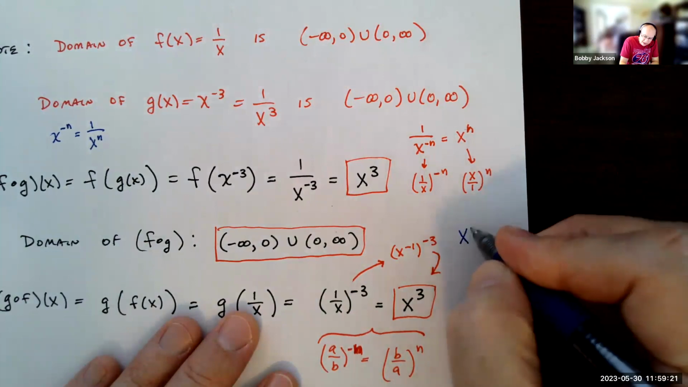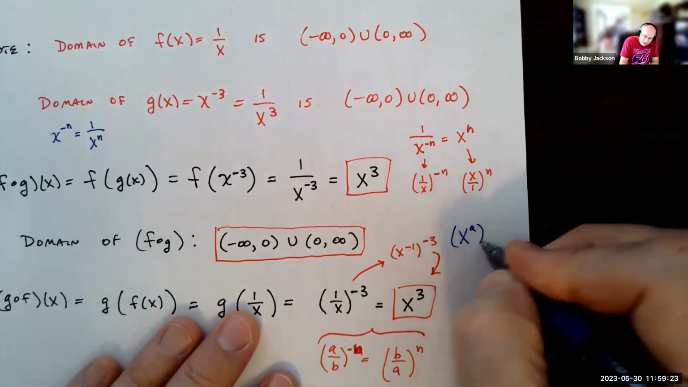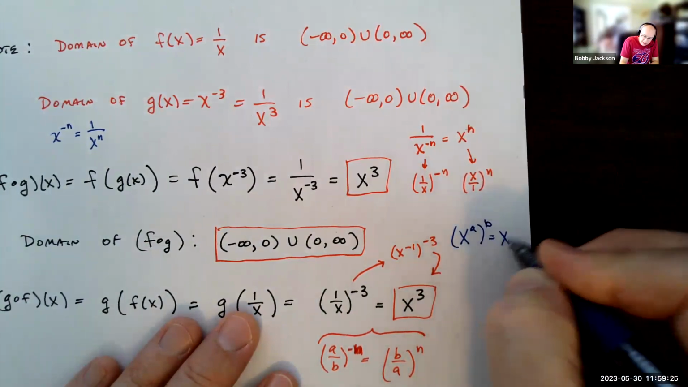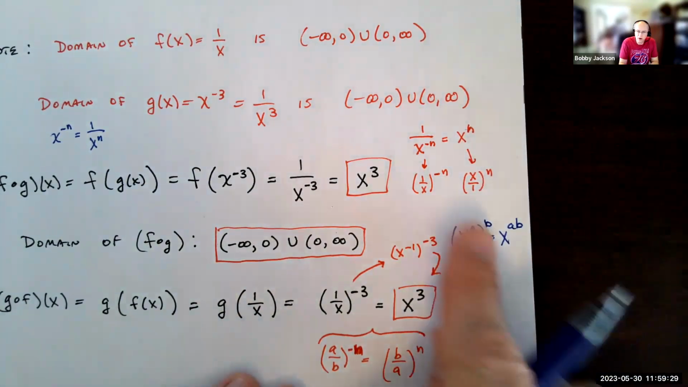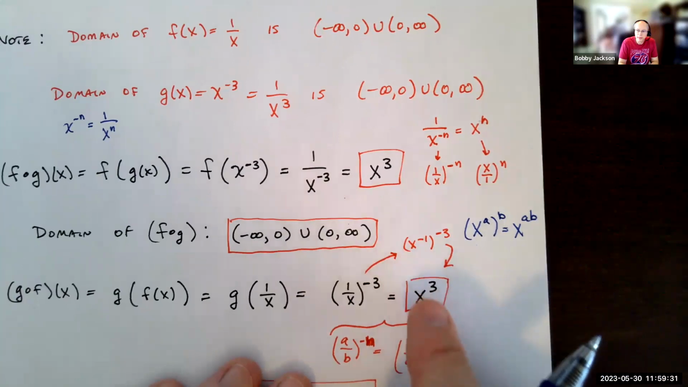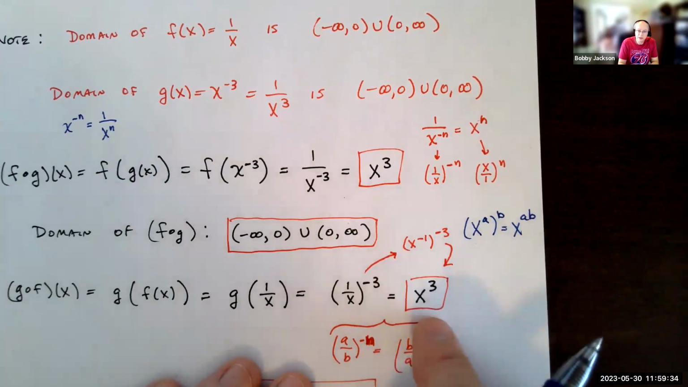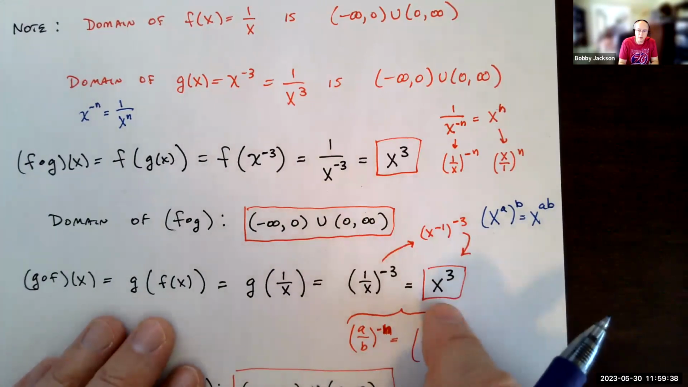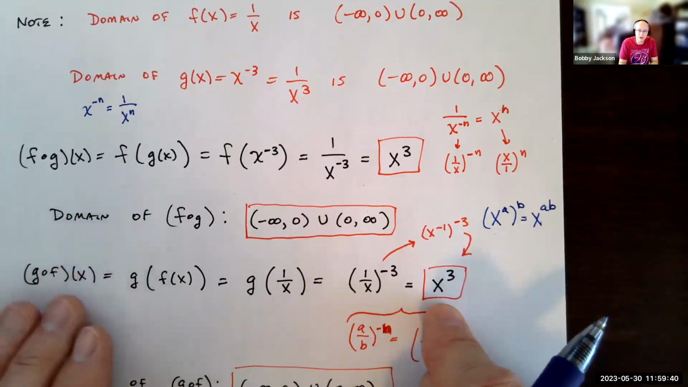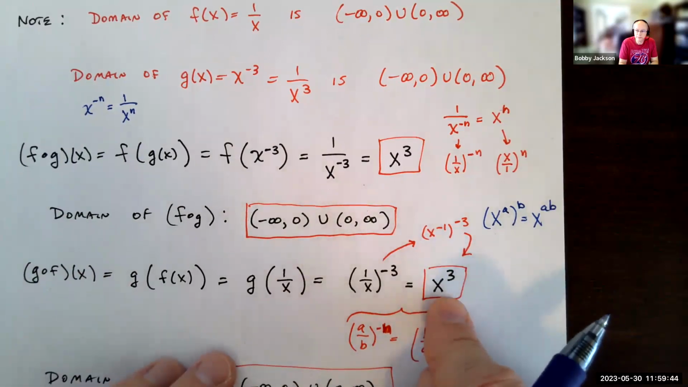If I have x to the a and raise that to the b power, that's x to the a times b power. So you need to be familiar with all these rules of exponents. So we get x cubed again, same as the original, same as the composition f circle g. That is not always the case. When you do f circle g and g circle f, most of the time you're going to get different results.